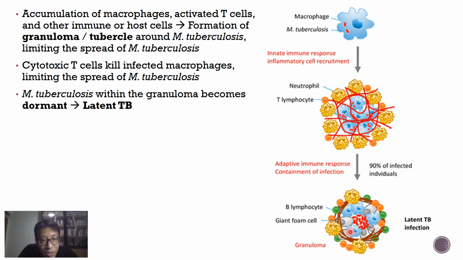All the bacteria are contained within the granulomas, so there's no spreading of the bacteria to other parts of the lungs or even to other organs. There's also no transmission to other people, because when the infected person coughs, there's no bacteria in the respiratory droplets because the bacteria are all contained within the granuloma.